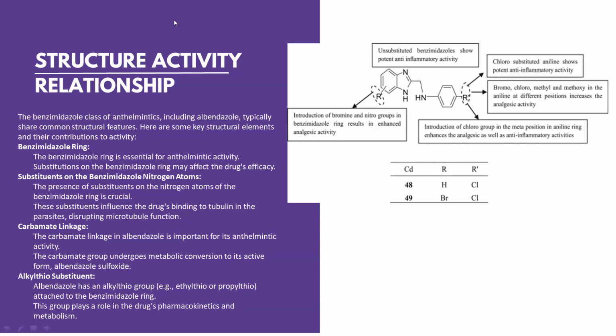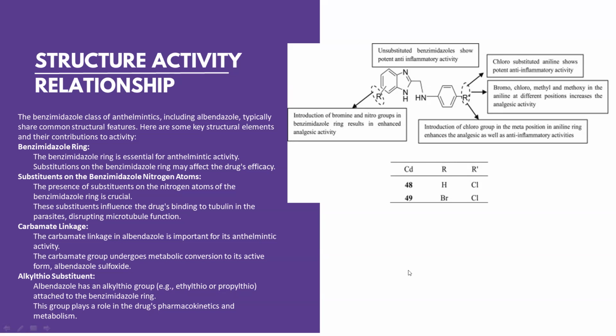This is the structure activity relationship of the albendazole drug, the SAR points. The benzimidazole class of anti-helminthics, including albendazole, typically shares common structural features. There is a benzimidazole ring. The benzimidazole ring is essential for the anti-helminthic activity. Substitutions on the benzimidazole ring may affect the drug's efficacy. Substitutions on the benzimidazole nitrogen atoms: the presence of substituents on the nitrogen atoms of the benzimidazole ring is critical, and these substituents influence the drug's binding to tubulin in the parasites, disrupting microtubule functions.